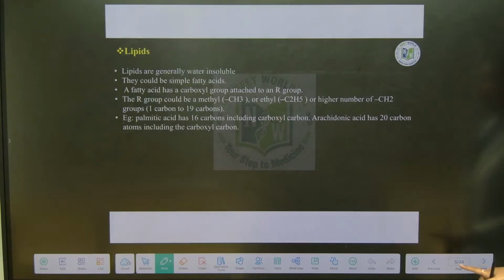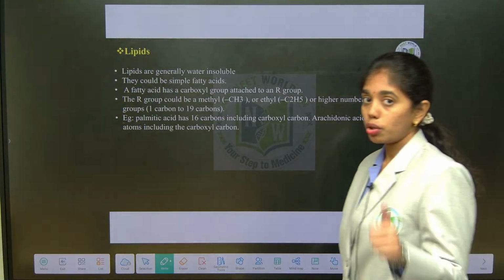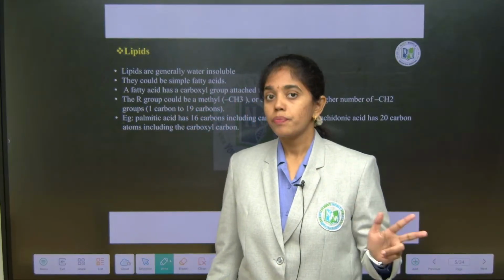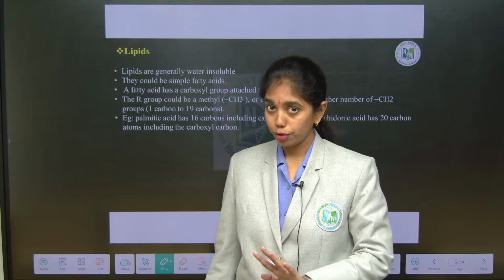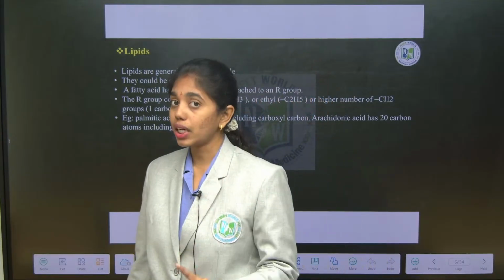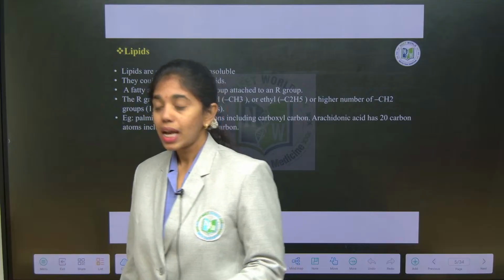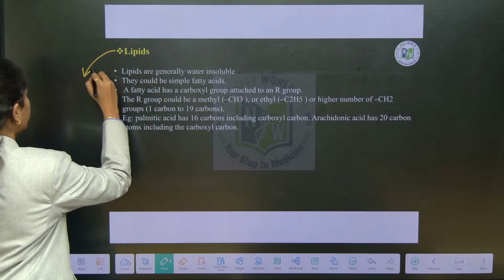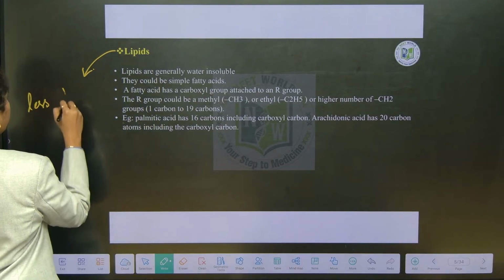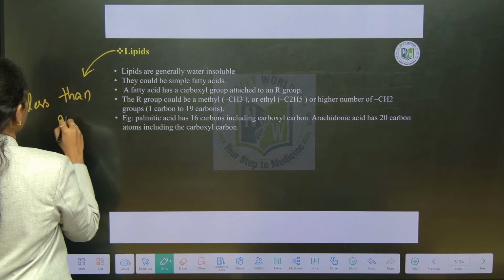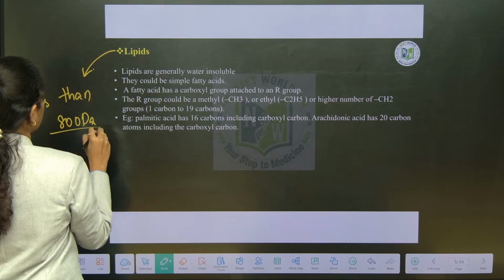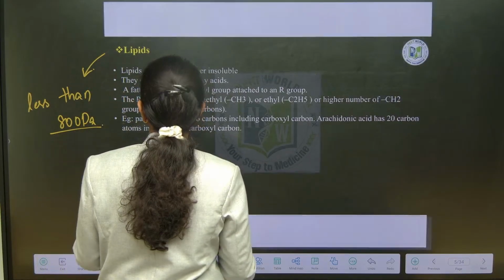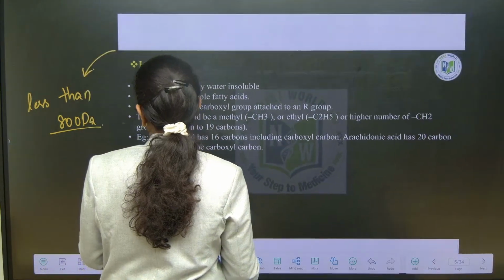Yeah. Next we will move on to lipids. Nucleic acids is done, proteins is done, and carbohydrates are done. Now the last macromolecule, that is lipid, which is not strictly a biomacromolecule, because its molecular weight will be less than 800 Daltons. Fine, right? They are generally water insoluble.